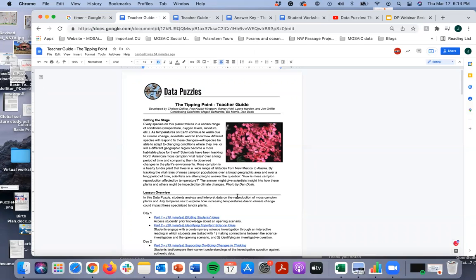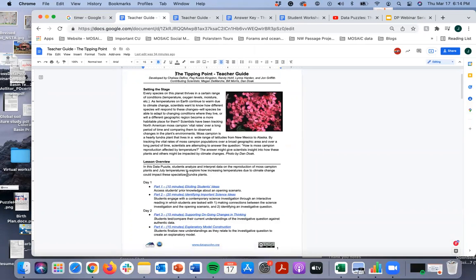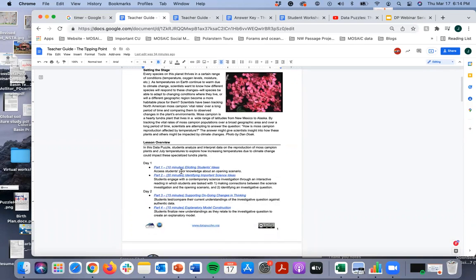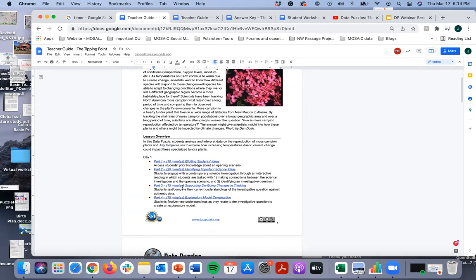All of the teacher guides for the data puzzles look the same. There's a little bit of background information about the data puzzle. And then there's a lesson overview with a sentence about what the students will do. And we break up the lesson into parts, which is great because you can modify quickly on the fly. So it'll tell you the different parts of that particular resource. Most of the data puzzles are 2-day resources. I think this one's a little bit more concise, so I think you could do this in 60, 70 minutes.